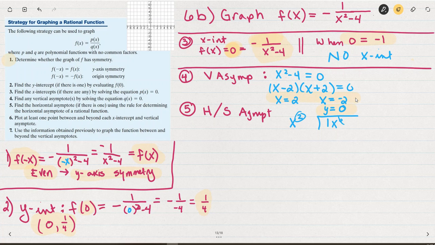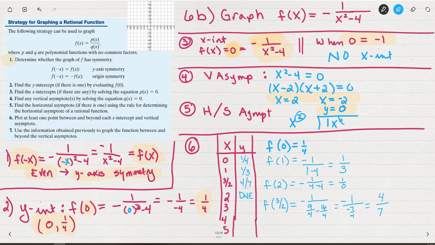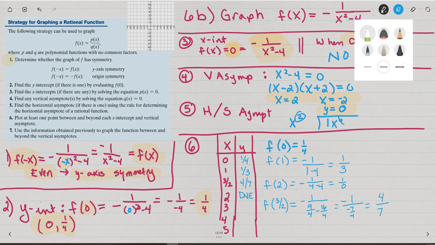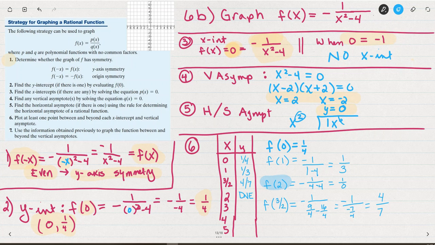And now for number 6, we can plot a few points. When I do f of 2, we already know that that's going to give us a 0 in the denominator because we knew that was an asymptote. But when x equals 2, y doesn't exist. And then we could calculate when x is 3 halves. That'd be negative 1 over 3 halves squared minus 4. So that's 9 fourths minus 16 fourths. Or in other words, negative 1 over negative 7 fourths, which is 1 over 7 fourths, which is the reciprocal of 7 fourths. So we'd get 4 sevenths.